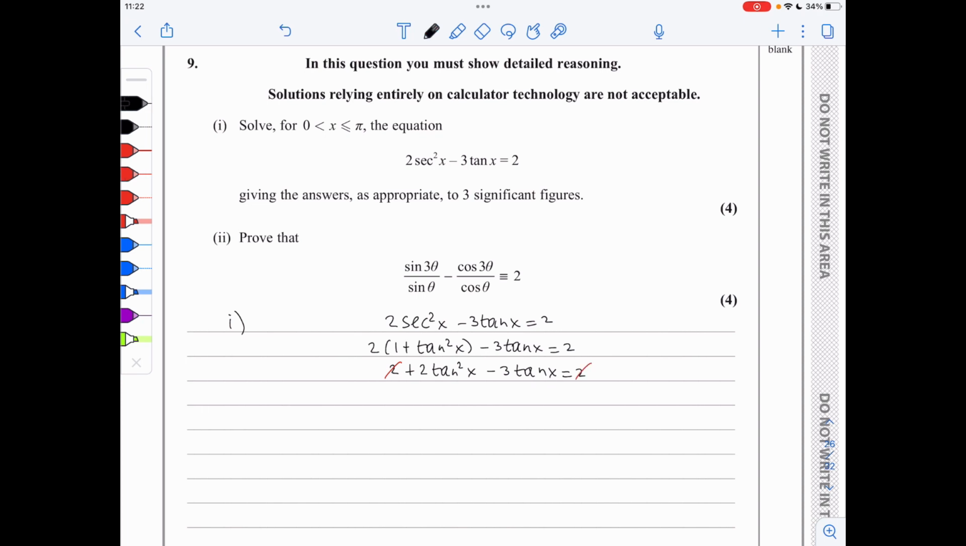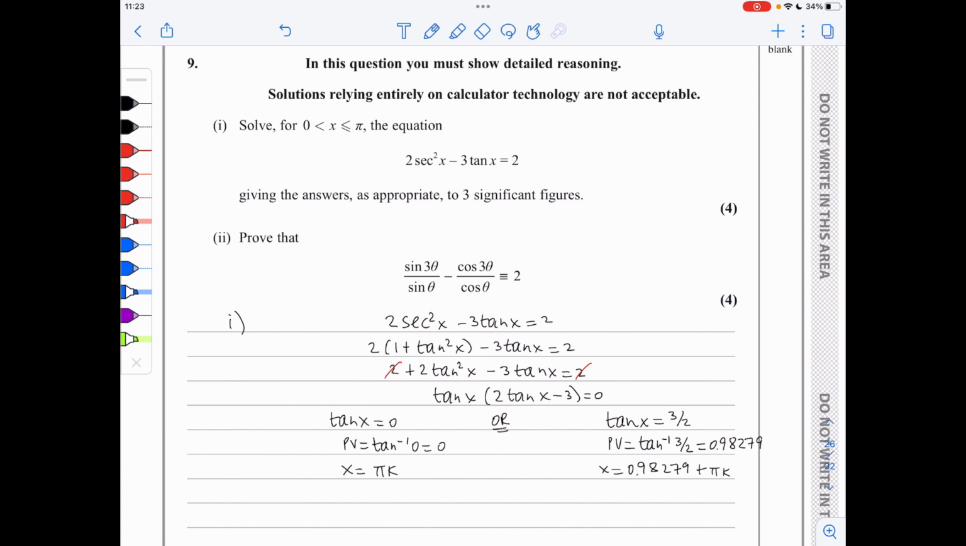I can factor out the tan x to give me tan x brackets 2 tan x minus 3, which means that either tan of x is 0 or tan of x is 3 over 2. Now, the principal value for tan x is 0 is shift tan of 0, which is 0. And the principal value for tan x is 3 over 2 is shift tan of 3 over 2, which is 0.98279. And therefore, we've got that x is pi k and x is 0.98279 plus pi k. Now we are between 0 and pi.